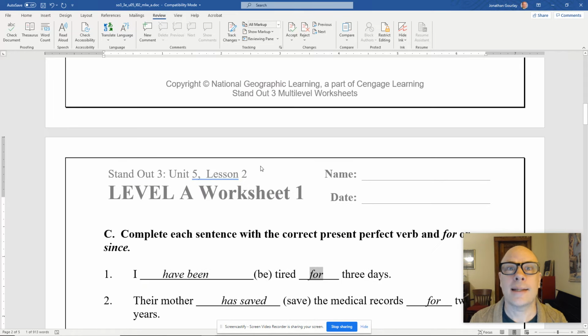So you practice at home on the worksheet, see how you do, and when you turn it in, you can take a picture of it and send it to me.